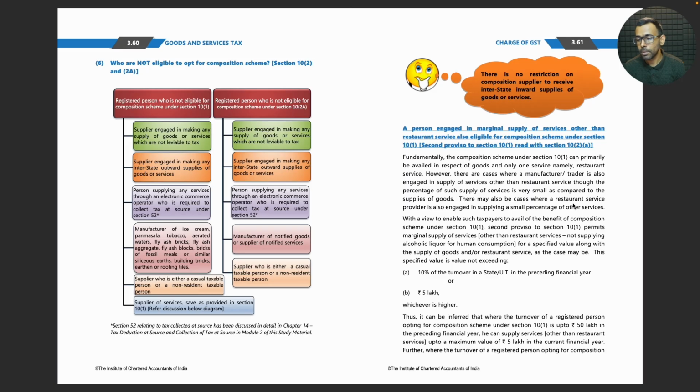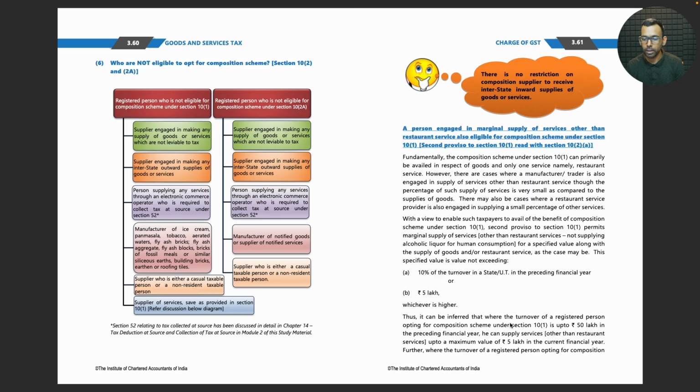There may also be cases where a restaurant service provider is also engaged in supply of a small percentage of other services. With a view to enable such taxpayers to avail the benefit of the composition scheme under section 10 subsection 1, the second proviso to section 10 subsection 1 permits marginal supply of services for a specified value along with the supply of goods or restaurant service, as the case may be. The specified value is not exceeding 10% of turnover in a state or union territory in the preceding financial year or 5 lakhs, whichever is higher.